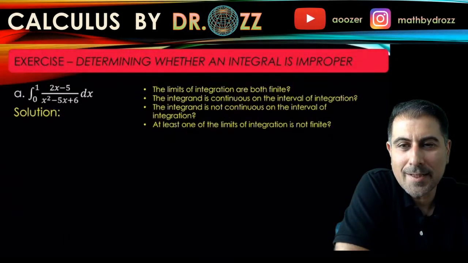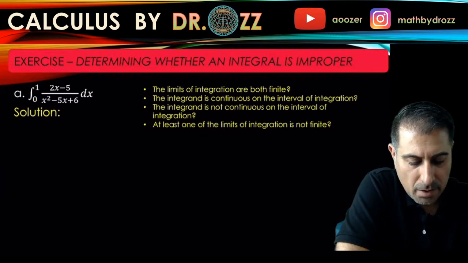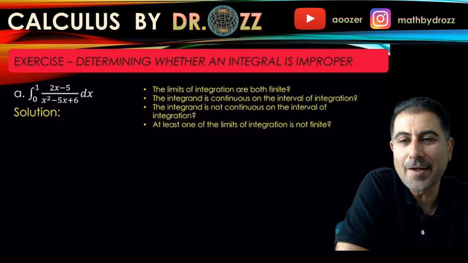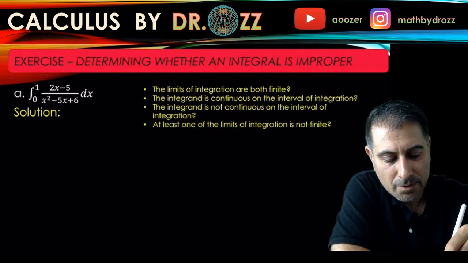All right, let's start with part A. I have a rational function, 2x minus 5 divided by x squared minus 5x plus 6. The interval of integration is the interval 0, 1. So let's try to answer these questions here.